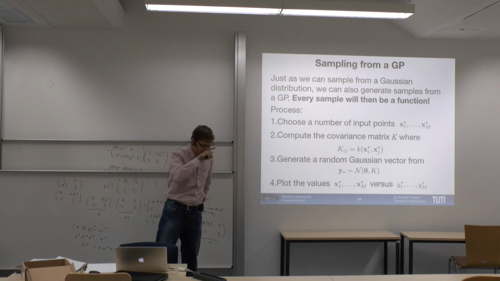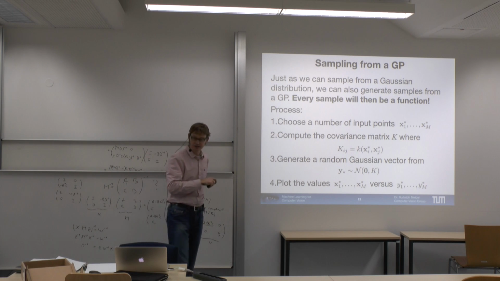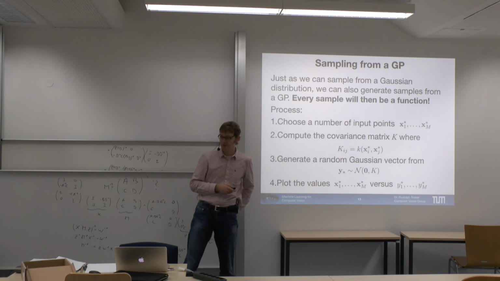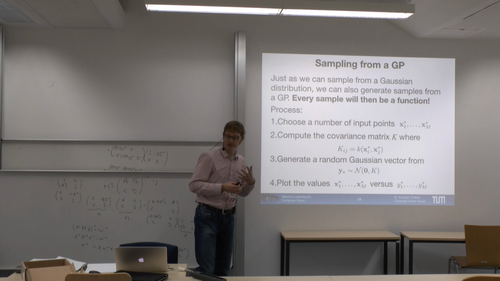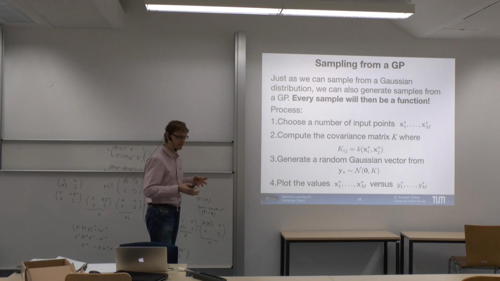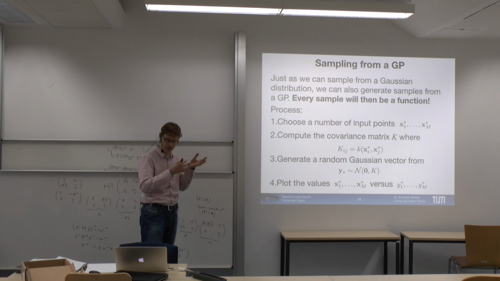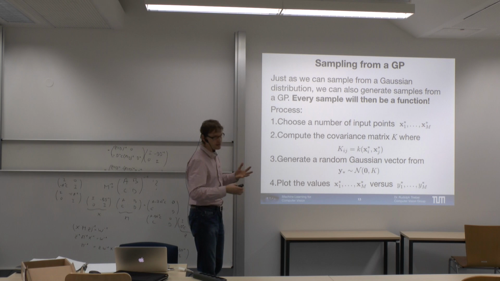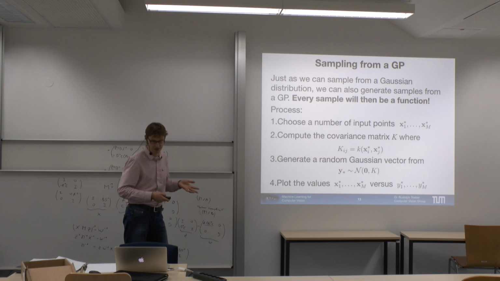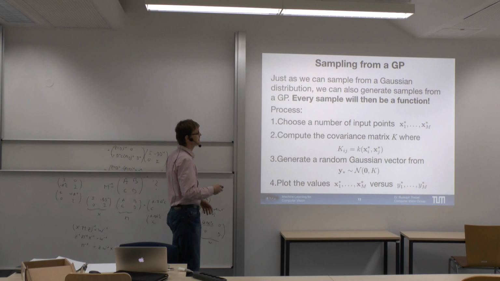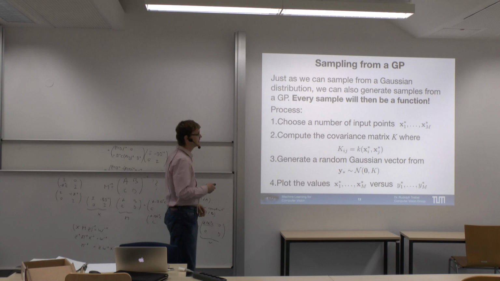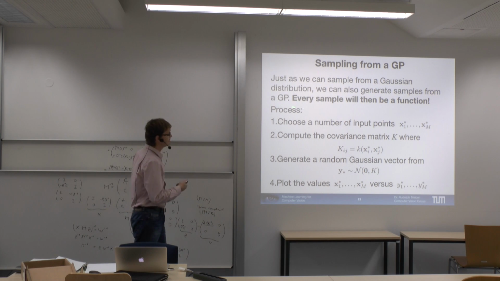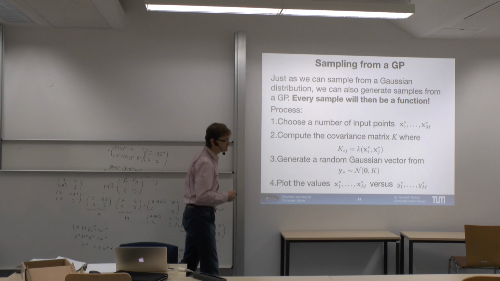Now, one interesting thing I would like to also say is here. If we define a GP, then we can do the same thing as we can do if we define a normal Gaussian. If we have a normal Gaussian distribution, then we can use that distribution to sample points from the distribution. The same thing we can now do with GPs. We can now sample functions from the GP. This is very interesting. How do we do that? Every sample, again, will now be a function. First of all, what we do is we choose a number of input points.